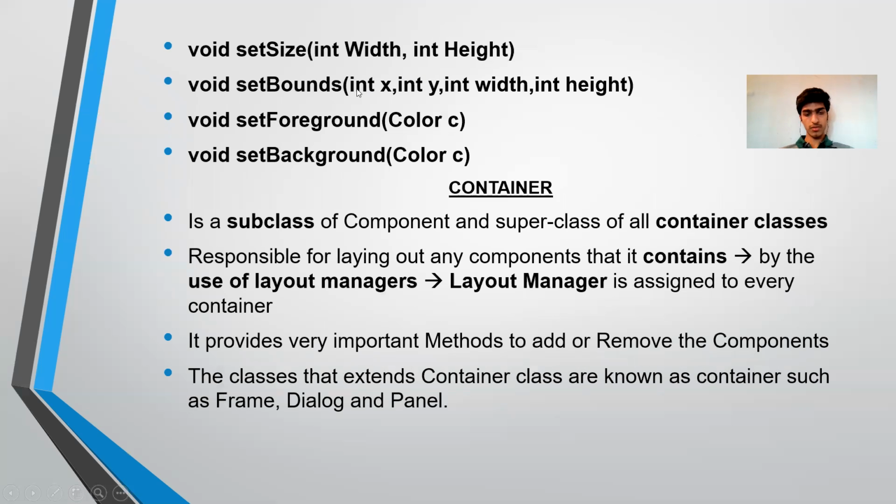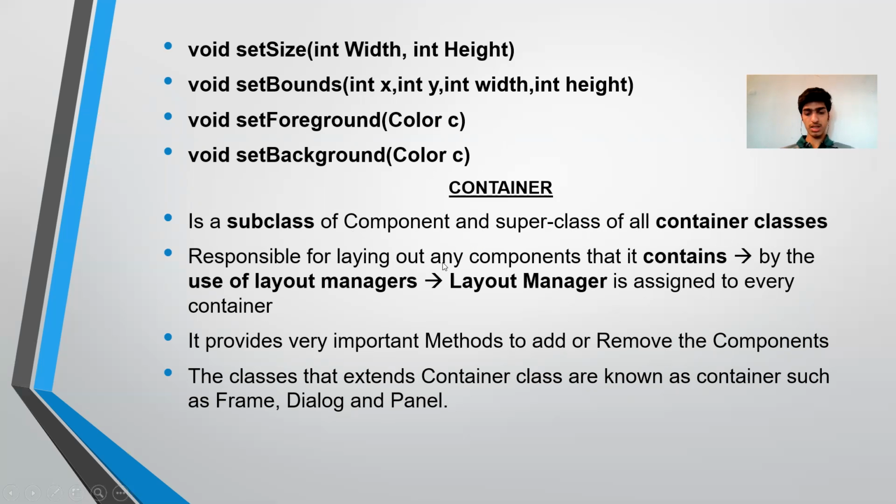Next, the Component contains the following functions: setSize, setBounds, setForeground, setBackground. setForeground and setBackground are used to set the colors, whereas setBounds is used to give the coordinates of a particular element inside the component. For example, if we need to set the size of a button in our frame, we can use the setBounds function.